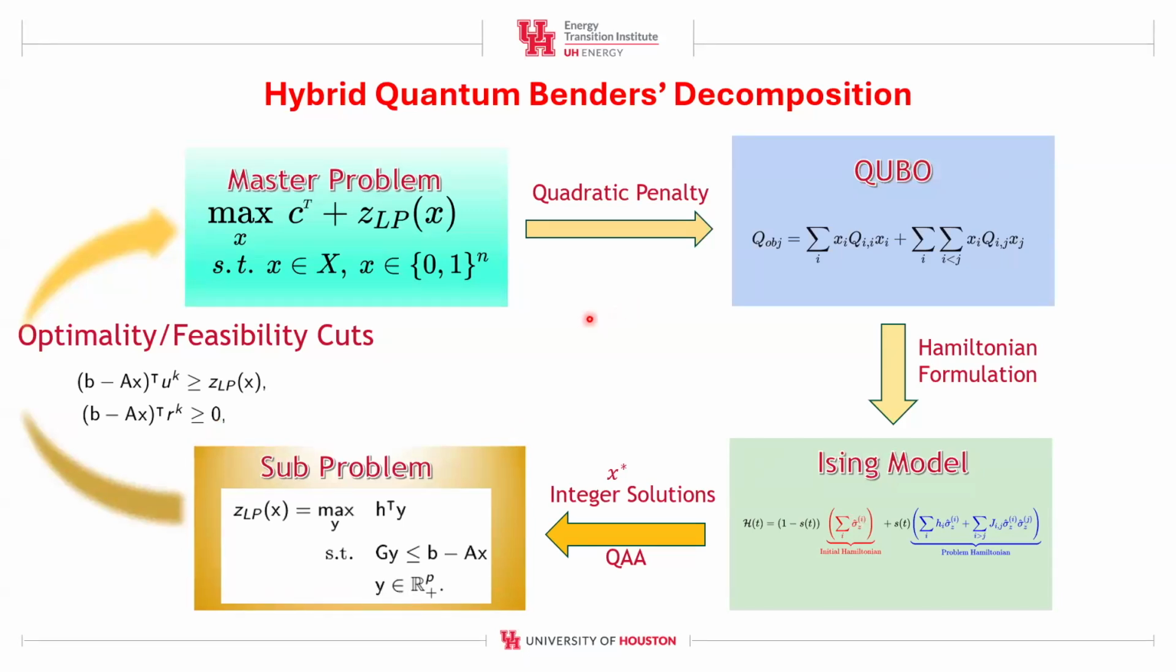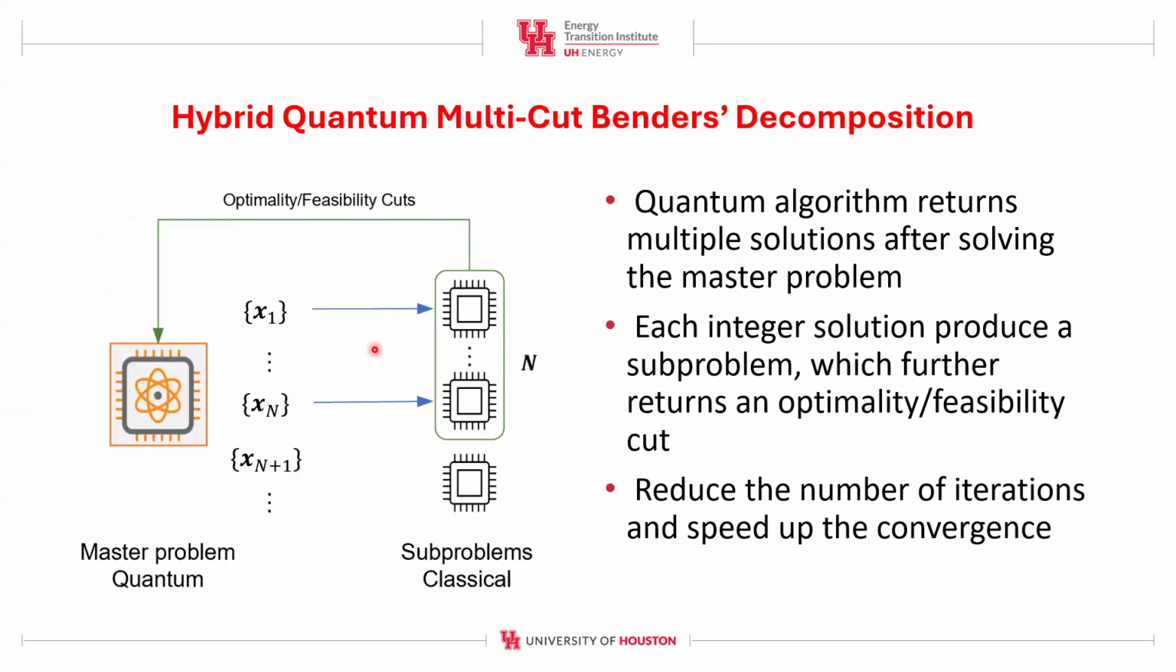Another advantage of the quantum computer is that when we solve the master problem, we get thousands of samples, not one single solution. We get multiple solutions. Then we can pick the top several solutions, for example the top 3 or top 9. For each of these solutions, we can generate a subproblem to help us generate the feasibility cut or optimality cut. That means within one iteration, we generate multiple integer solutions, and multiple integer solutions generate multiple subproblems. We can then generate multiple cuts.